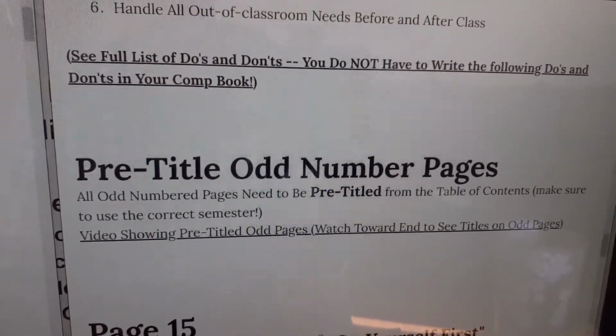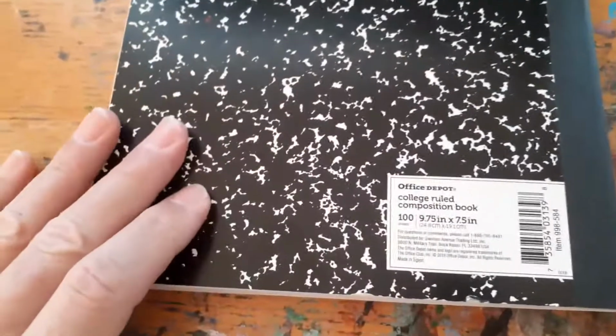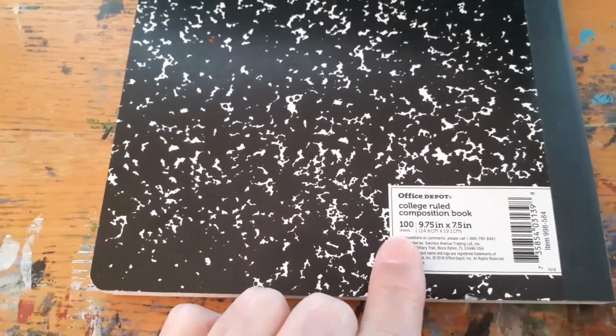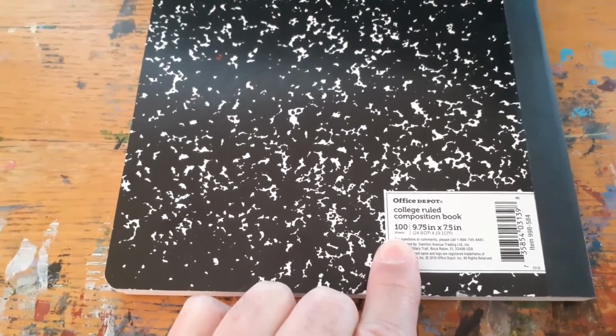Students have trouble understanding what I'm asking them to do in this procedure. So part of your requirements for the class is to have a composition book, right? Go back and look at the requirements. You need 100 sheets right here. 100 sheets means 200 pages. Then there's an illustrative video on how to number your pages.